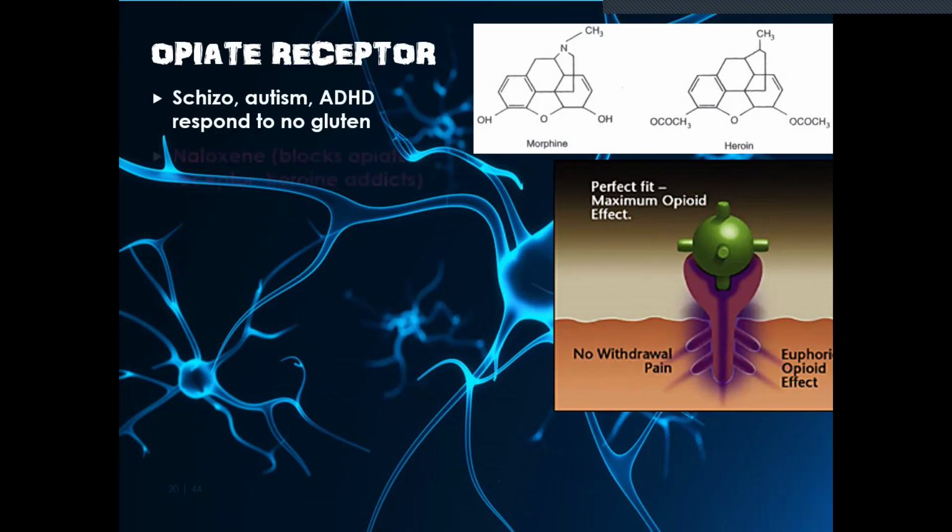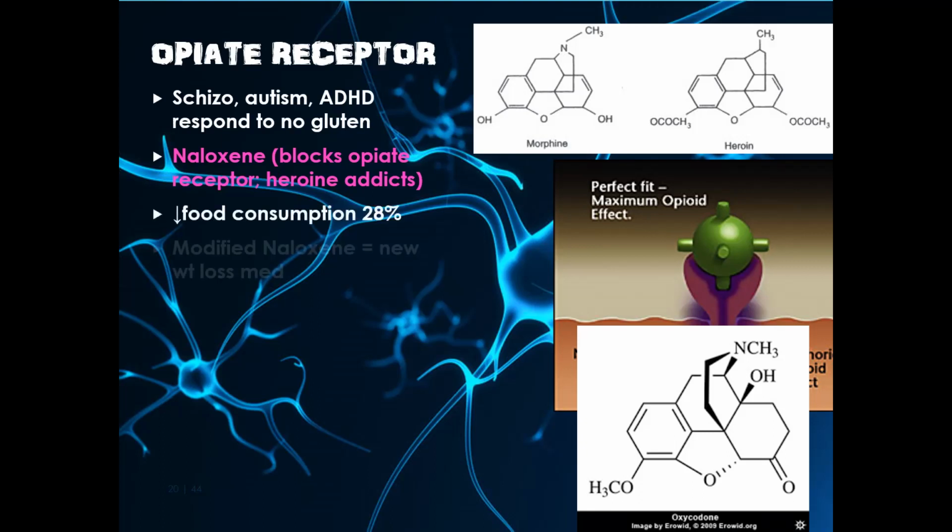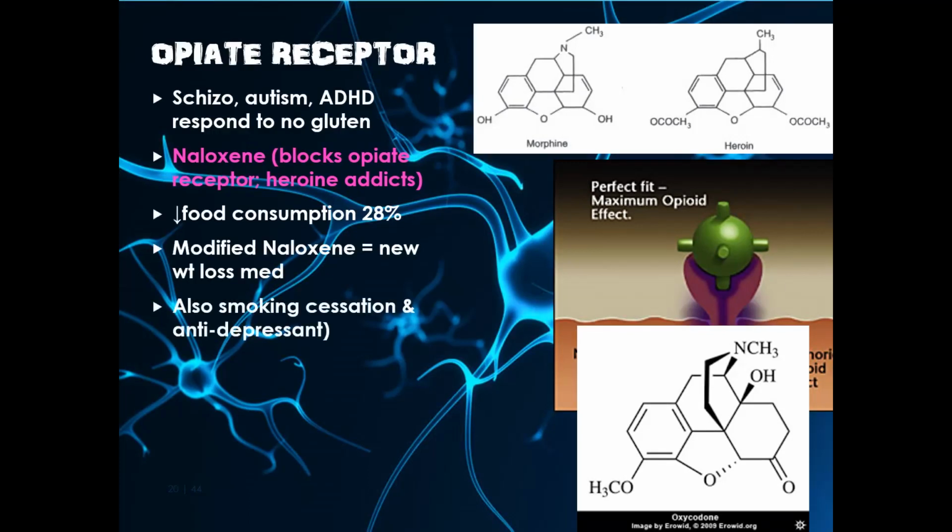So there's morphine, there's heroin. Schizophrenia, autism, ADHD, they all respond to it. So that's the medication that's given to heroin addicts, naloxone. And there we go. Oxycodone was one of the first opioids that was out there, and then fentanyl and all these other crazy ones. And we all know it has an addictive issue. It actually decreases your appetite. So the same thing they're giving to heroin addicts, they're giving to people who are obese to change their perception of pain and decrease the amount of food they eat.